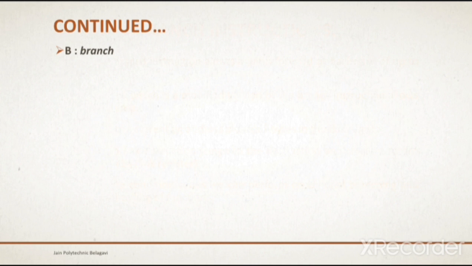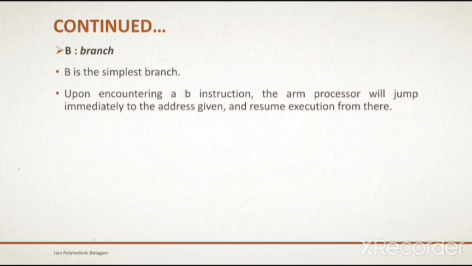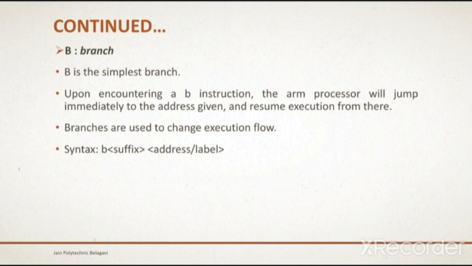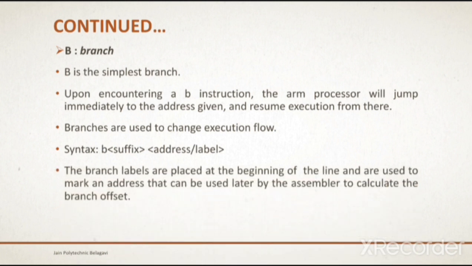The first branch instruction is B, which is branch. B is the simplest branch. Upon encountering a B instruction, the ARM processor will jump immediately to the address given and resume execution from there. Branches are used to change execution flow. The syntax for the branch instruction is shown.